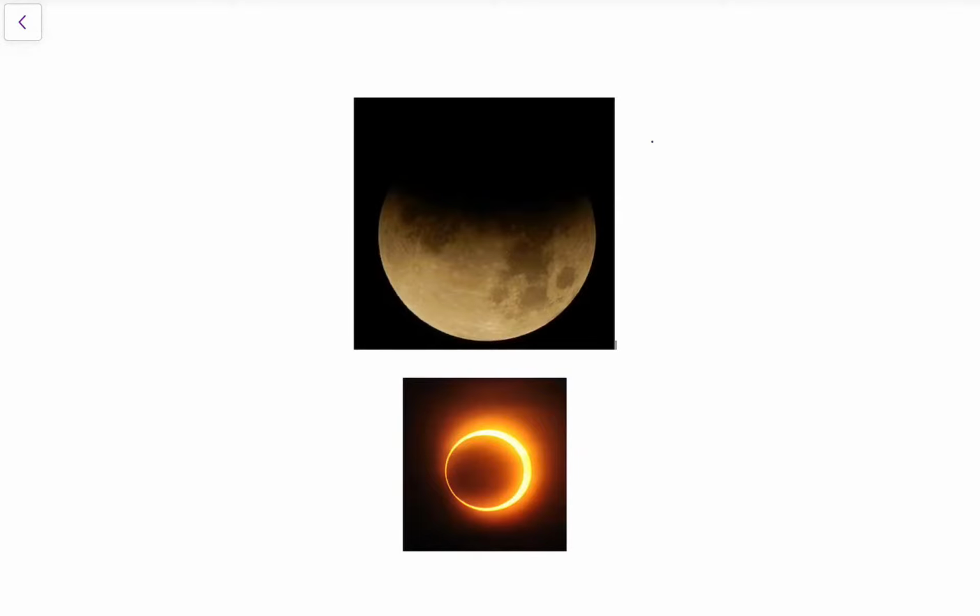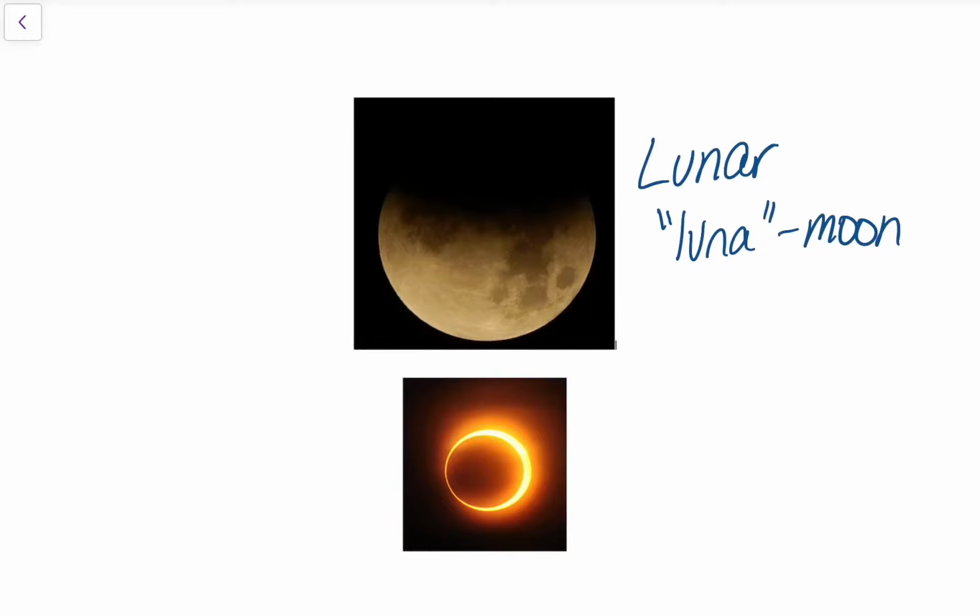The first is called a lunar eclipse, and that's when a shadow passes over the moon and blocks the moon. Remember, the word luna means moon. So a lunar eclipse is when a shadow passes over the moon and blocks the light from the moon.